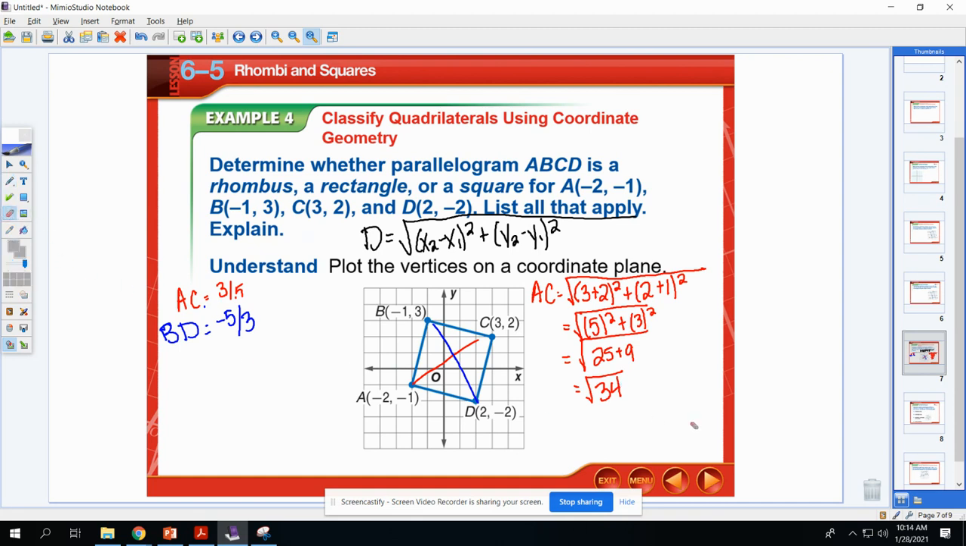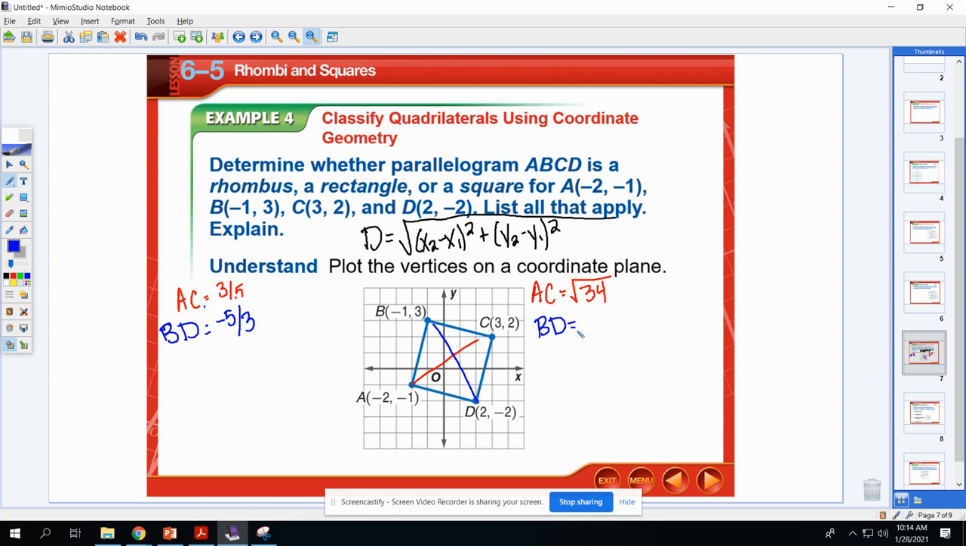I'm not going to reduce that. I'm just going to leave that as it is, because all we're trying to do is see if this is the exact same square root as the other diagonal. If these are two different numbers in square roots, I know that those must be different. So AC is the square root of 34.